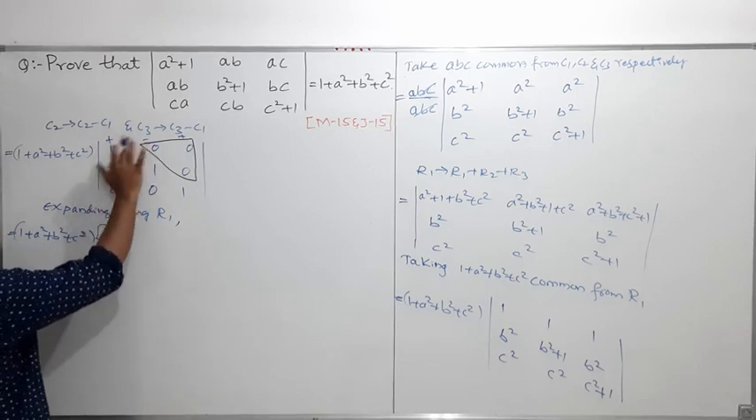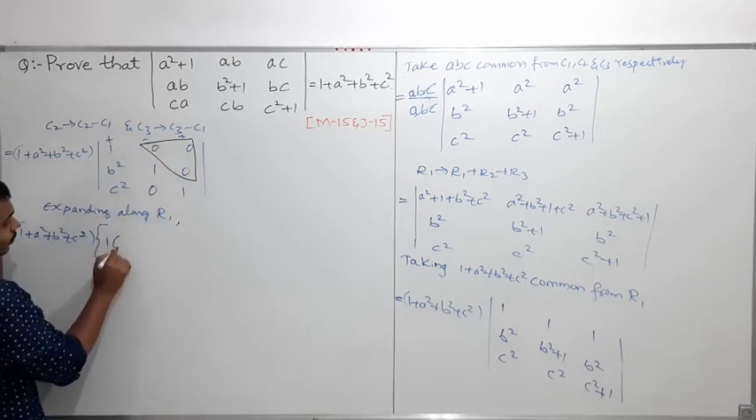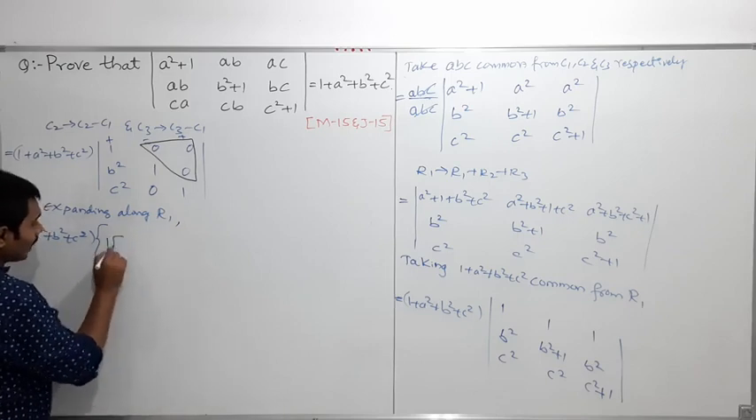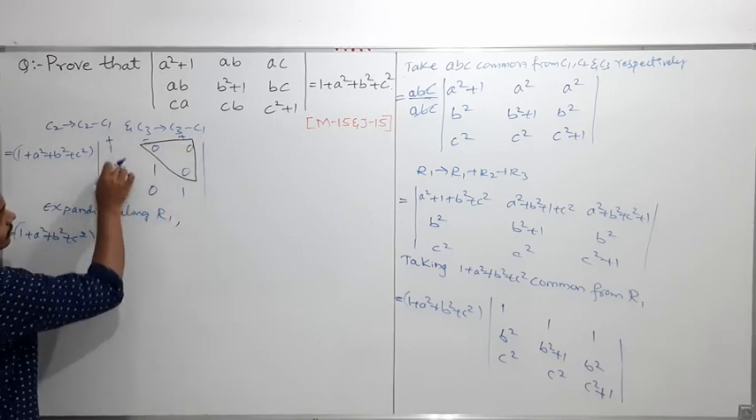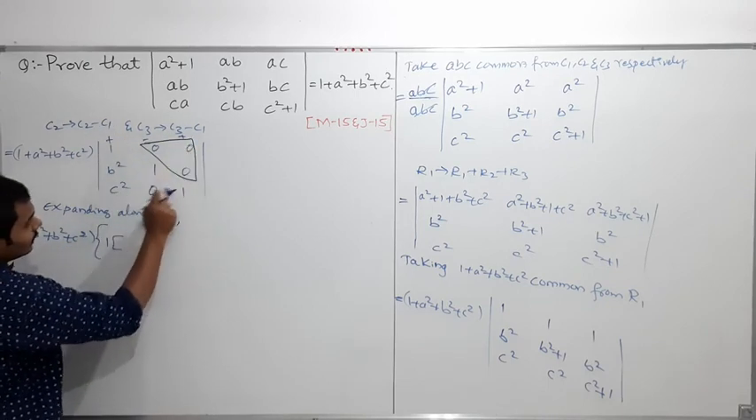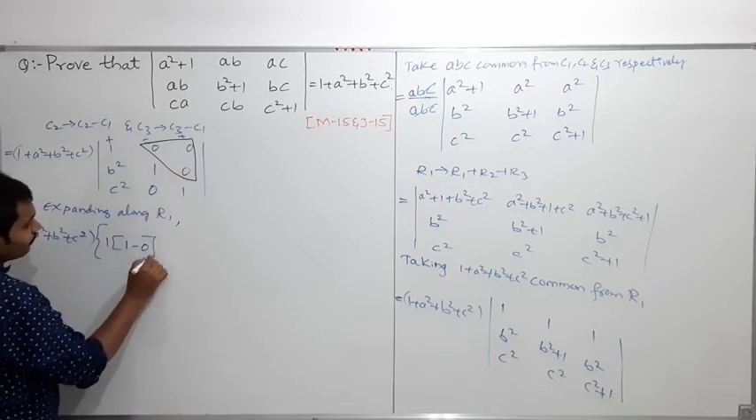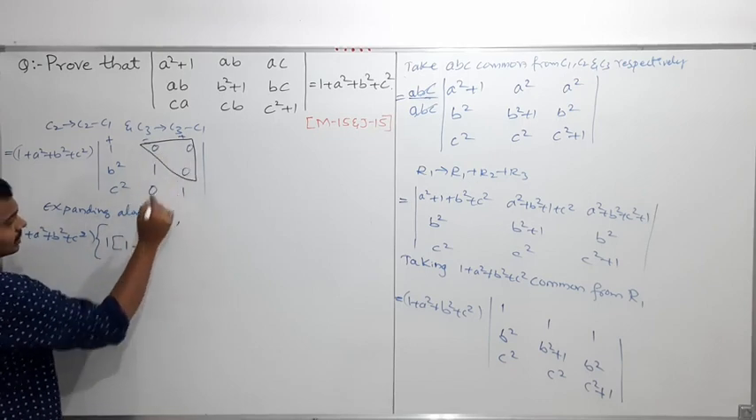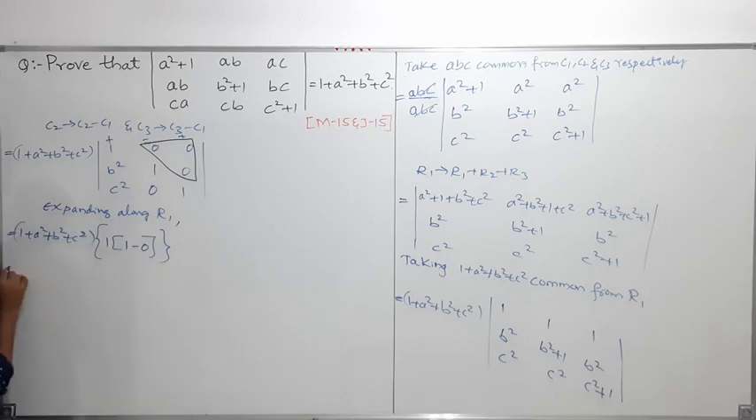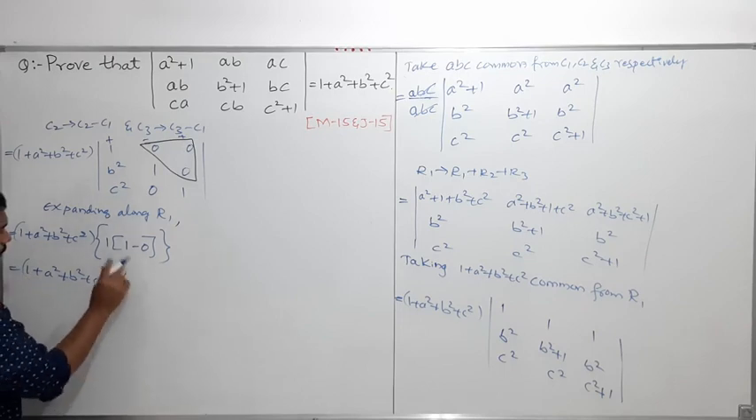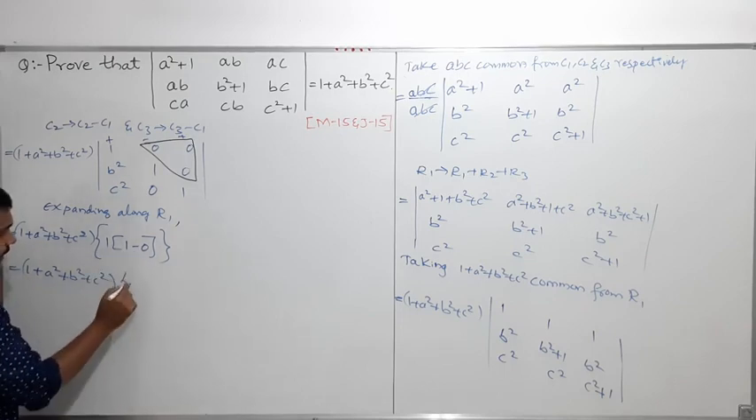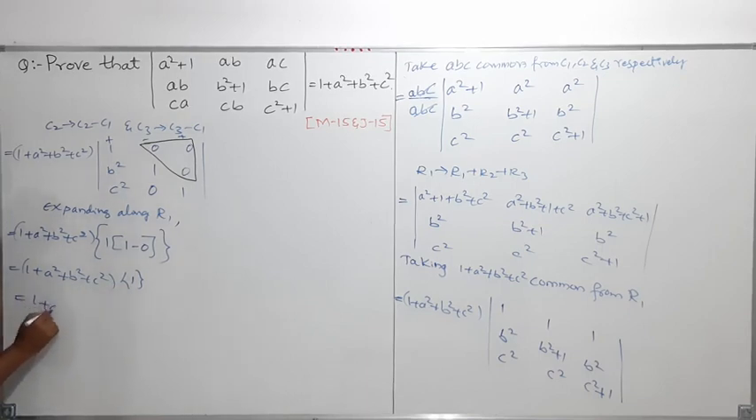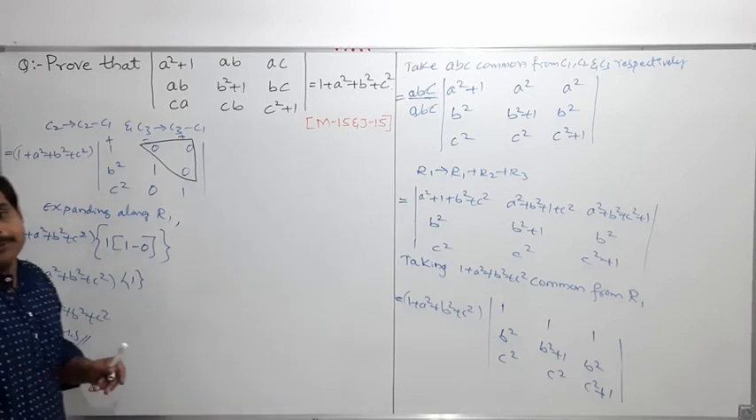Now we should solve this determinant value. So plus 1 into, leave this column and this row: 1 into 1 minus this element into this element, 0, and the remaining element 0, and anything into 0 is 0. So no need to calculate. So this equals 1 plus a square plus b square plus c square into 1 minus 0 is 1. So 1 into 1 is 1. Therefore this equals 1 plus a square plus b square plus c square, and this is your required RHS part. Clear?